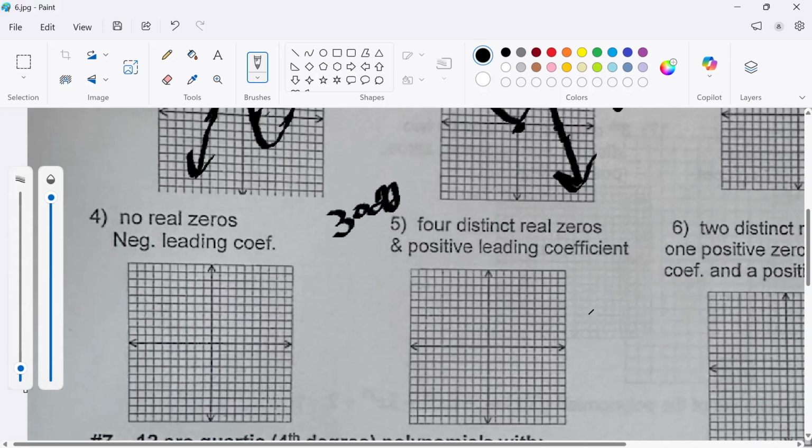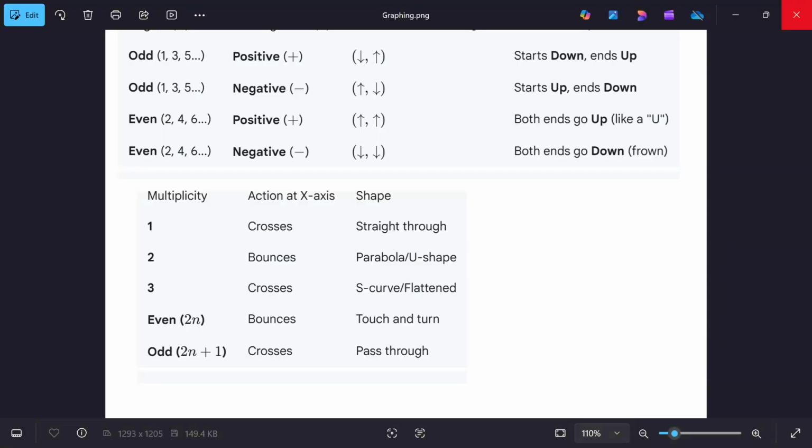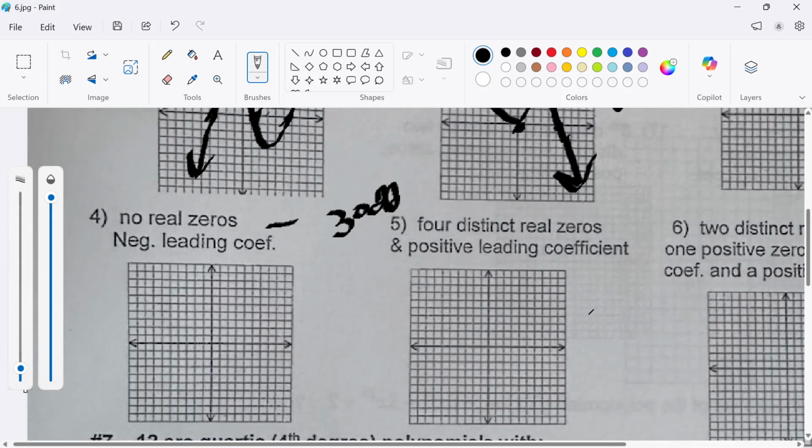And it's a negative leading coefficient. Negative, odd, starts from up, goes down, and this says no real zeros. That means it never crosses the x-axis. And how am I going to start from up and end up going to negative infinity without crossing the x-axis? So this one is impossible.